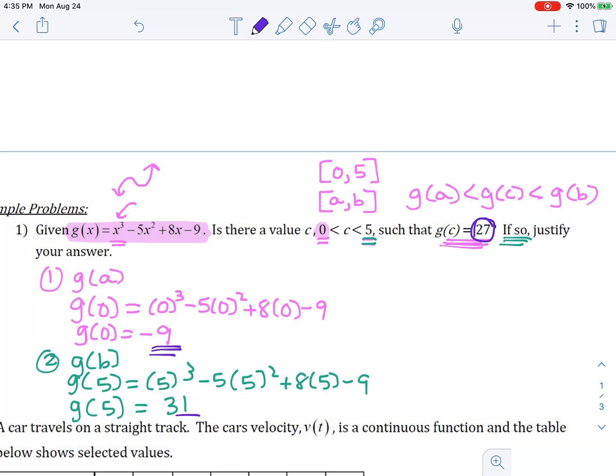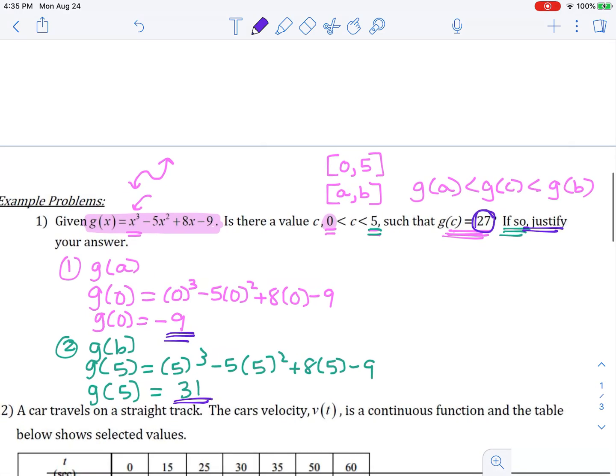Now, what you have to ask yourself is, does 27 lie between the y values of negative 9 and 31? It sure does. So we then need to justify. What would you be writing on the AP test? To justify, we will write, this is what you need to memorize. This is what you would write on a test or a quiz or the AP.